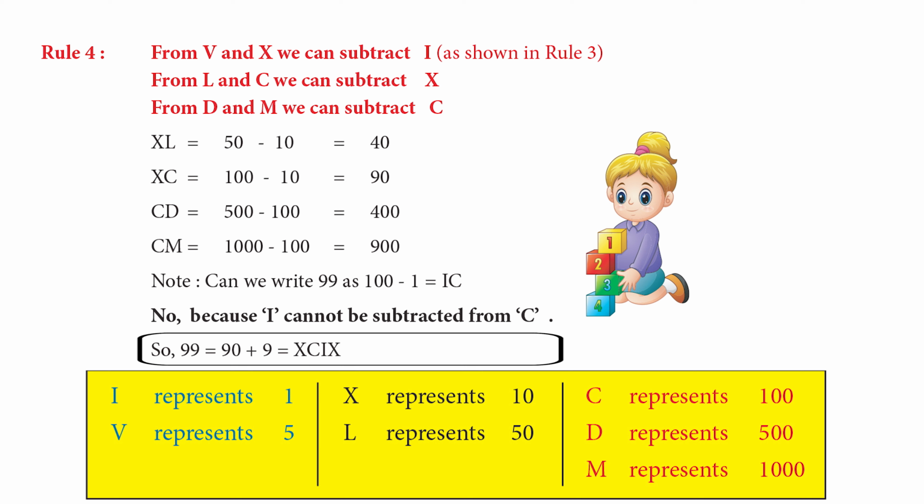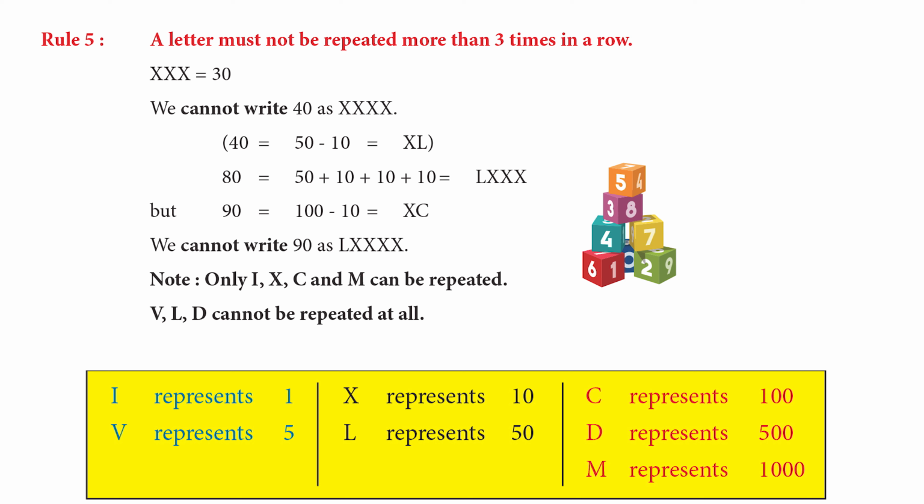10 into 3 times is 30. So, how do we write 40? Because you cannot repeat one letter more than 3 times. To write 40, we use X and L. L is 50, X is 10. When the smaller number comes before the larger number, we subtract it. So, we subtract 10 from 50, and you get the answer 40. So, XL would be 40.